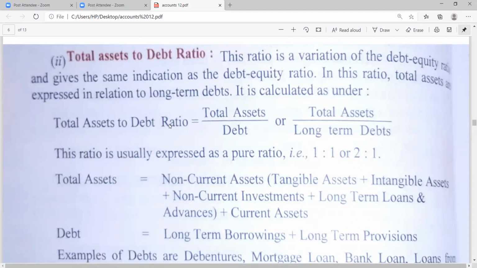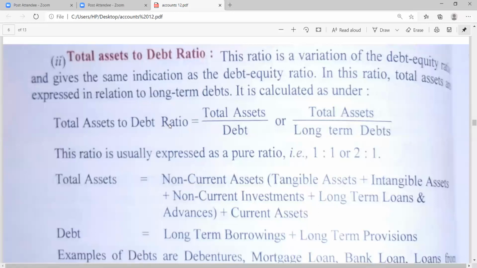This ratio is also known as pure ratio. Please mark it because from a one-mark point of view, you may get the question in the exam: what is the pure ratio? The total asset to debt ratio is also known as pure ratio. And what is it? It may be 1:1 or 2:1.